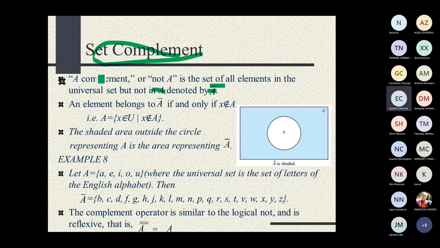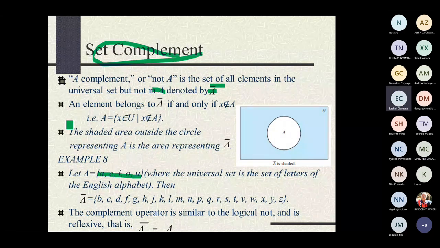So an element belongs to A bar, which is the complement of A, if and only if X is not an element of A. That is, X is an element of the universal set, but such that X is not an element in A. So the shaded area outside the circle representing A is the area representing A complement. For example, here for this set of vowels A, E, O, U, where the universal set is the set of letters of the English alphabet.